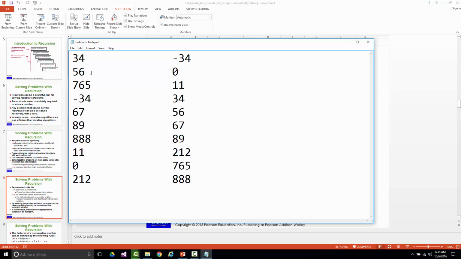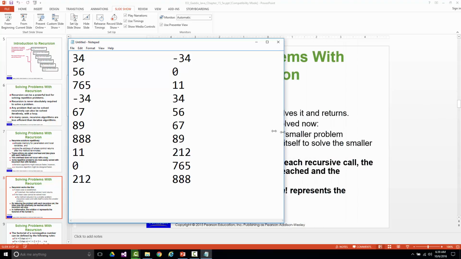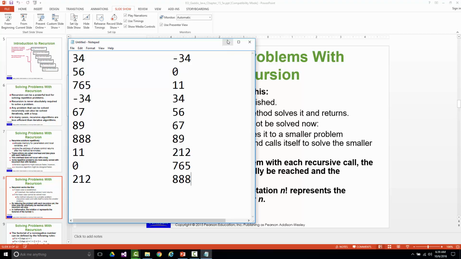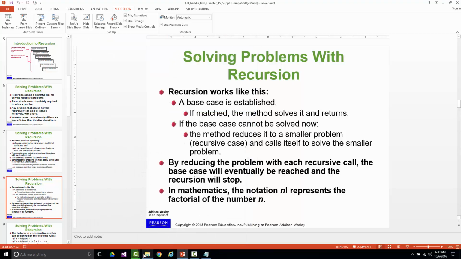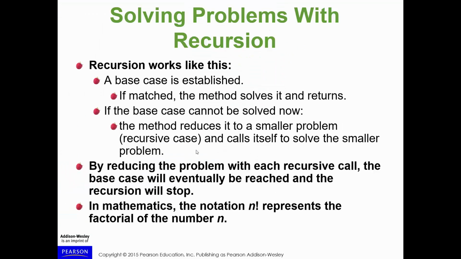So again, if time is not of the essence, and if it's a problem that you can solve by coming up with a base case and then making it easier every time, and if the problem eventually is solved, in other words, it's not infinite, all right, recursion can be a good solution, okay? And that's what they're saying here. Base case, if matched, you solve it and you return. If the base case can't be solved now, you reduce it to a smaller problem. All right?